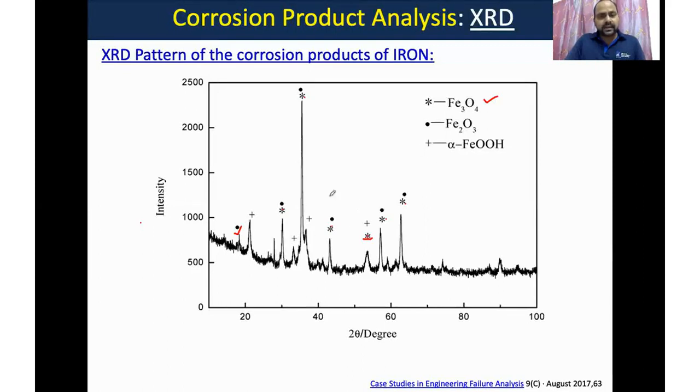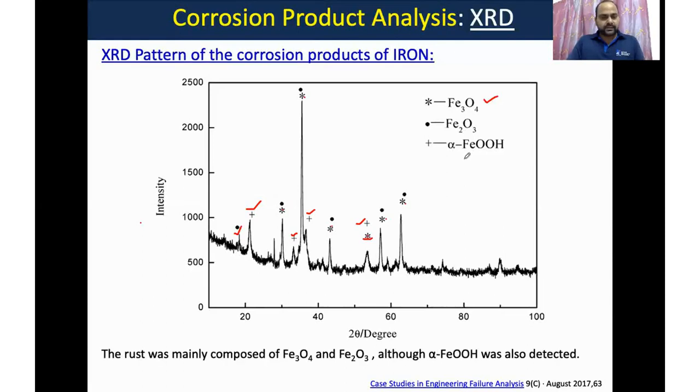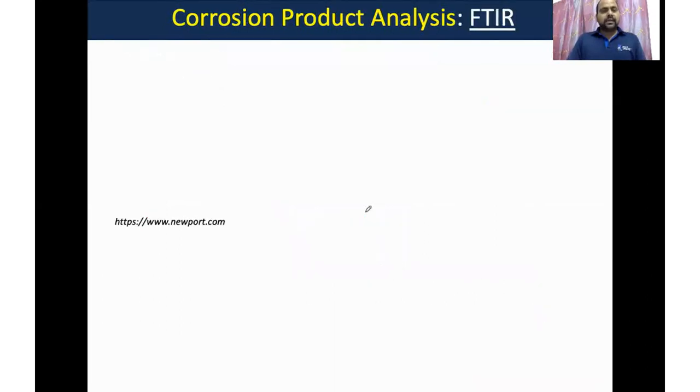Also, if you see the plus signs here, this plus sign, this plus sign, and this one jointly, they correspond to alpha FeOOH. This means this phase is also present in the rust. So the rust was mainly composed of Fe3O4, Fe2O3, and also some portion of alpha FeOOH. By doing XRD analysis, we can get this kind of idea.